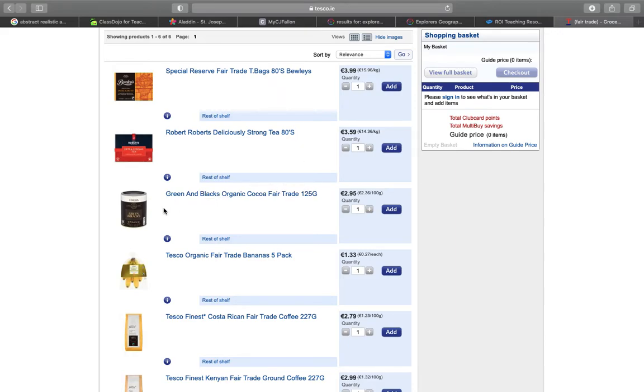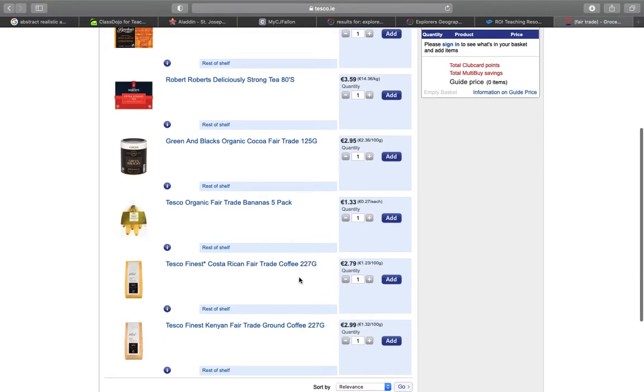You could also look at cocoa, and look, there's the quantity, 125 grams, and that's the price. So if you're comparing it to a non-fair trade product, you want to make sure that it's 125 grams you're comparing it to. There's your bananas. Looking at the price per banana might be helpful here, and compare it to the non-fair trade bananas. And then they've coffee here as well, but make sure you're comparing 227 grams of non-fair trade coffee. That's the key. The weights have to be the same so that the prices are fair.